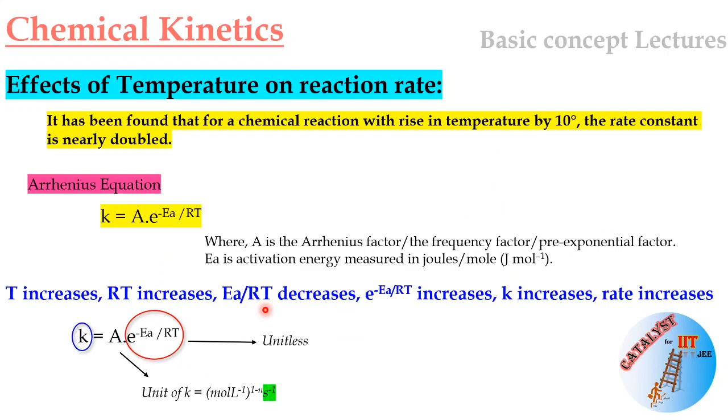Now that is a very qualitative description. So in a quantitative manner, it has been found that for a chemical reaction with rise in temperature by 10 degrees, the rate constant is nearly doubled. It is a very important statement that you need to always remember: for a chemical reaction with rise in temperature by 10 degrees centigrade, the rate constant is going to be doubled. How does this statement come?